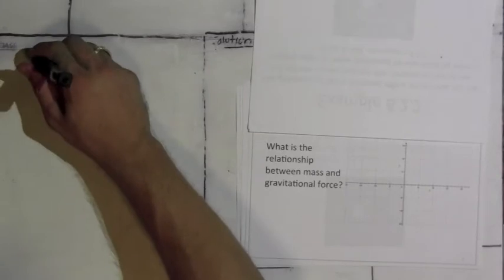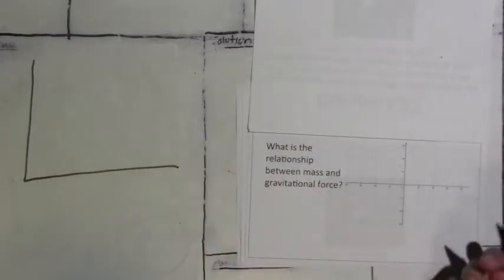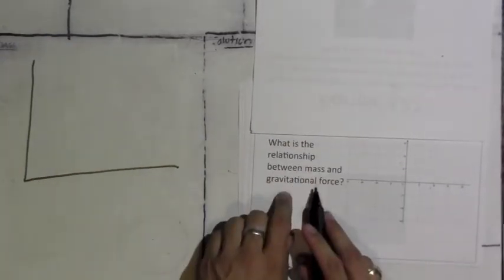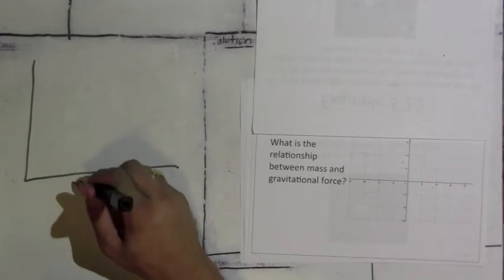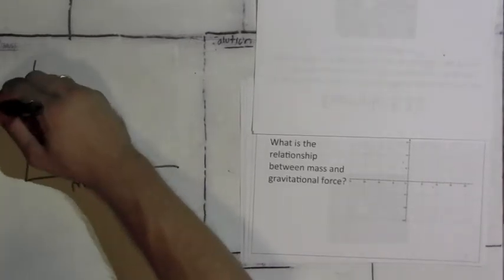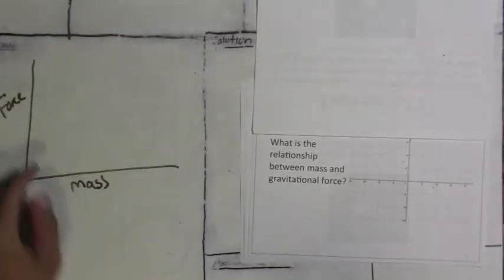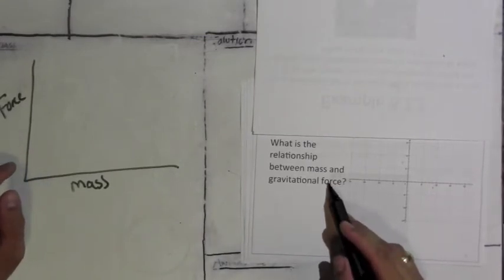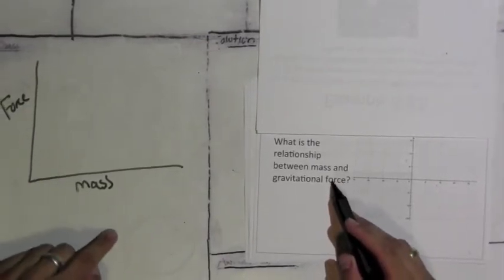Okay, and this question says, what is the relationship between mass and the gravitational force? So we graph these all the same way. We're just going to sketch them. So we're looking at mass and its effect on gravitational force. So mass is going to go on the bottom and force is going to go on the y, because we're saying that gravitational force depends on the mass.